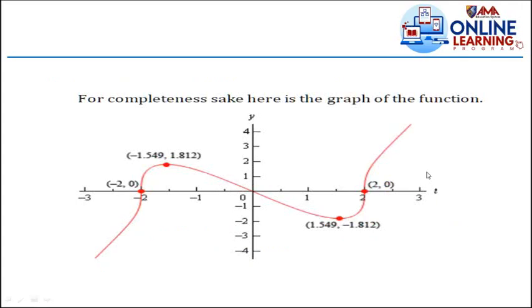For completeness' sake, here's the graph of the function. If x is equal to negative 2, y is equal to 0. If x is equal to negative 1.549, y is 1.812. If x is equal to 0, y is equal to 0. If x is equal to positive 1.549, y is negative 1.812. If x is equal to 2, y is equal to 0.